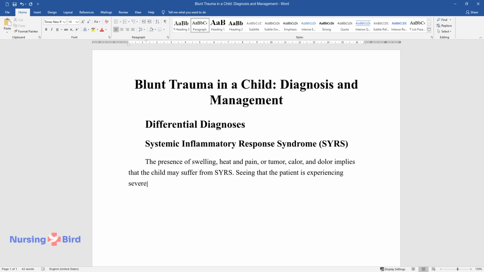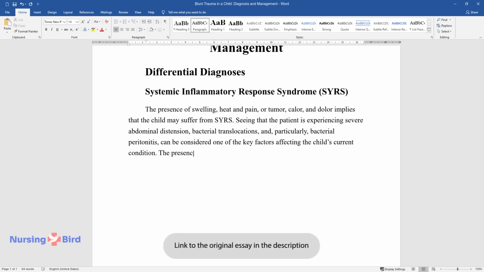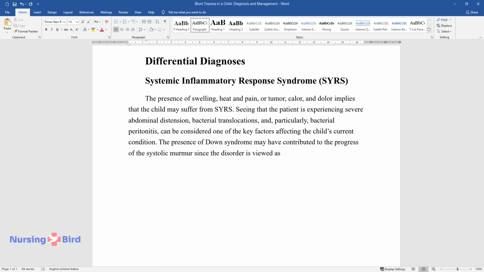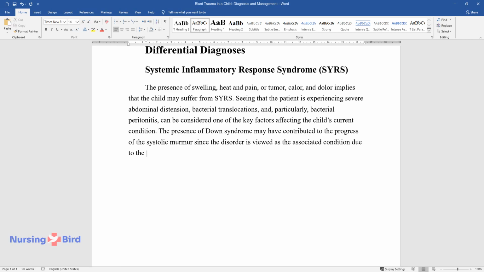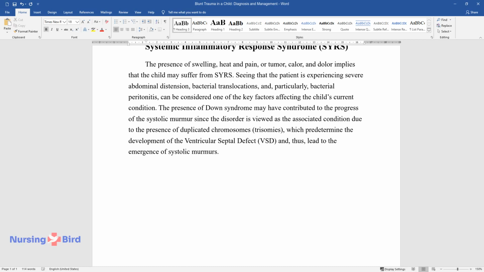Seeing that the patient is experiencing severe abdominal distension, bacterial translocation, and, particularly, bacterial peritonitis can be considered one of the key factors affecting the child's current condition. The presence of Down syndrome may have contributed to the progress of the systolic murmur, since the disorder is viewed as the associated condition due to the presence of duplicated chromosomes, trisomies, which predetermine the development of the ventricular septal defect, VSD, and, thus, lead to the emergence of systolic murmurs.